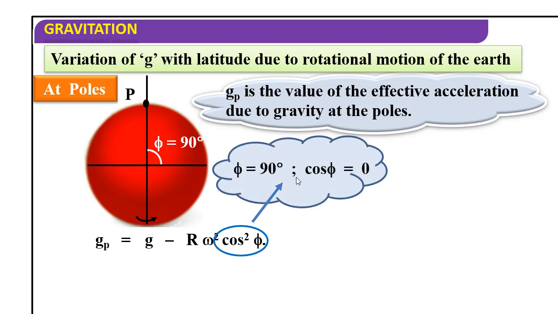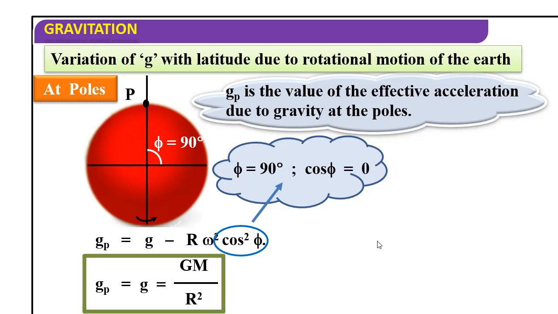Check it. Phi is 90 degrees, cos phi is 0. So g_p is equal to g only, GM by R square, where R is the radius of the earth. This is the formula. So at the poles, there will not be any reduction because of the rotational motion of the earth.